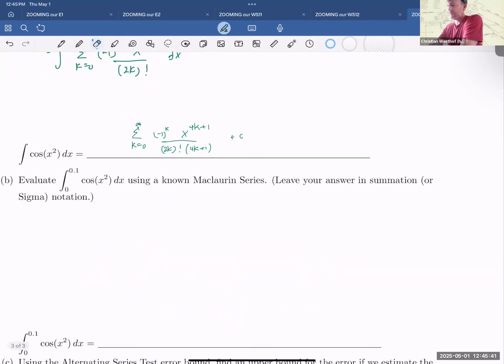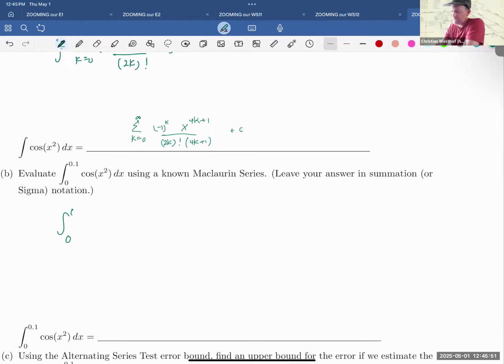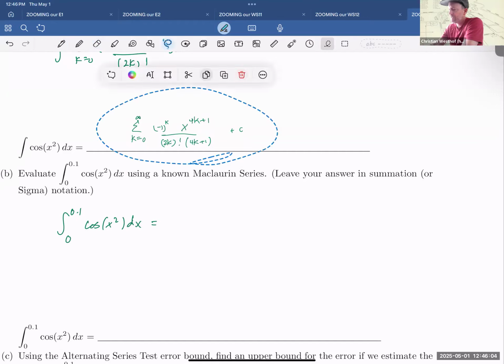Then use it to evaluate that integral. Not estimate, but evaluate. Okay, so the integral from 0 to 0.1 of cosine x squared dx would be its antiderivative, which we just found. Here, let's copy that actually. Let's do that. Copy.